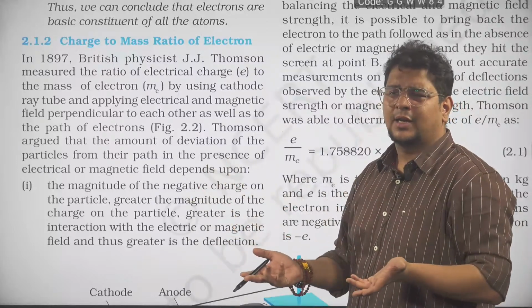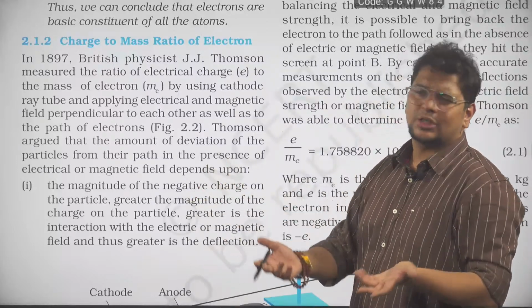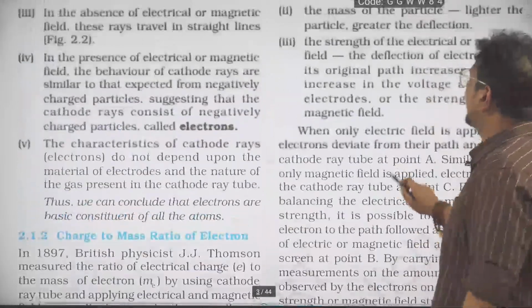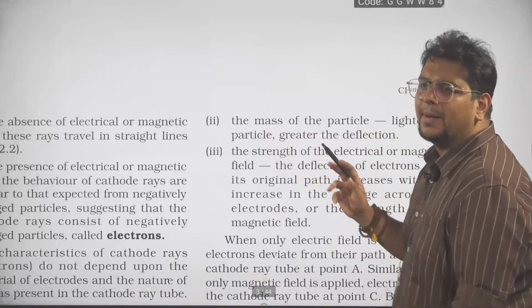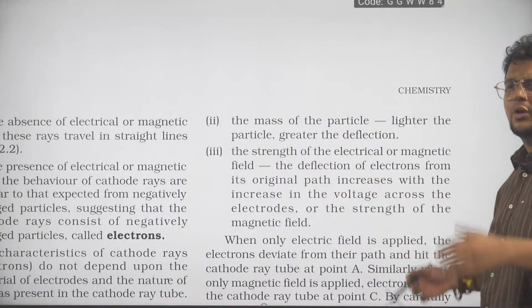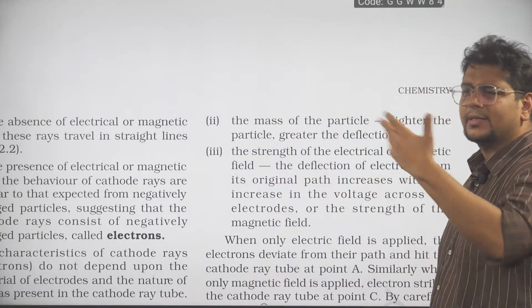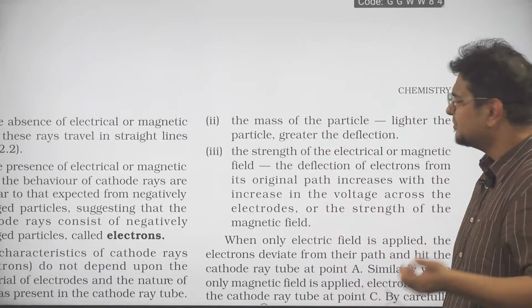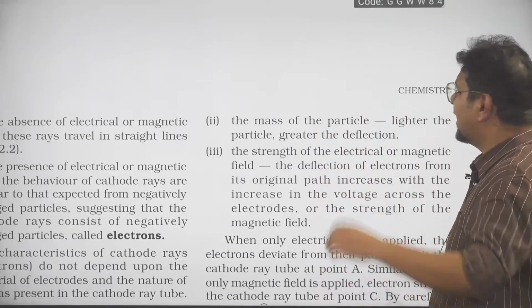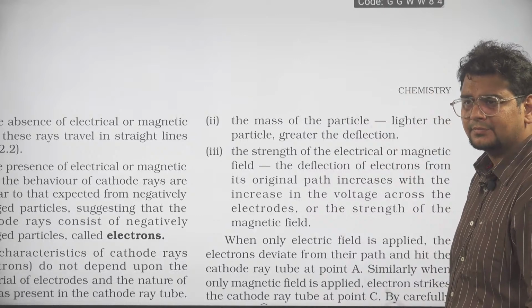So I don't think you will have a doubt in this now. You only told me, sir, more charge, more deflection. Then I asked you about mass. The mass of the particle: lighter particles have greater deflection. You only told me, sir, the cathode ray will be deflected more. Lighter particle. Finally, the strength of the external electric or magnetic field.